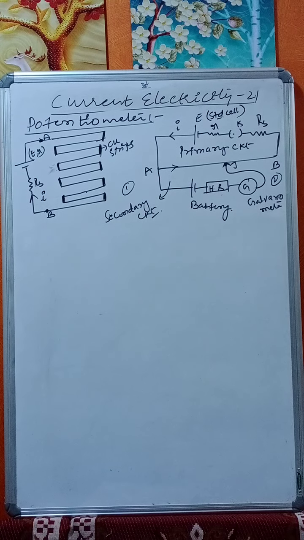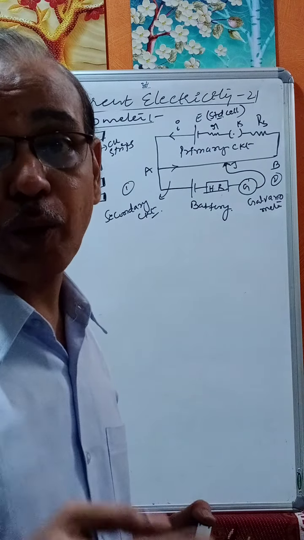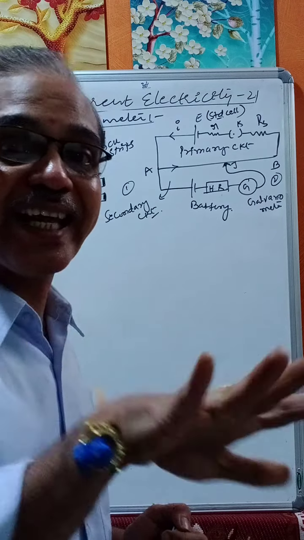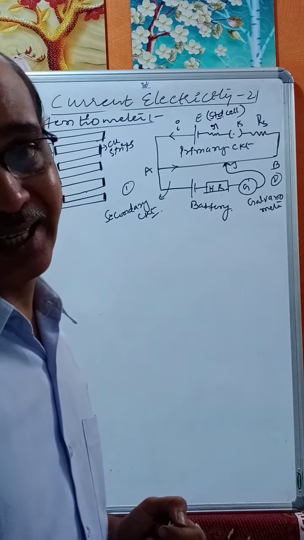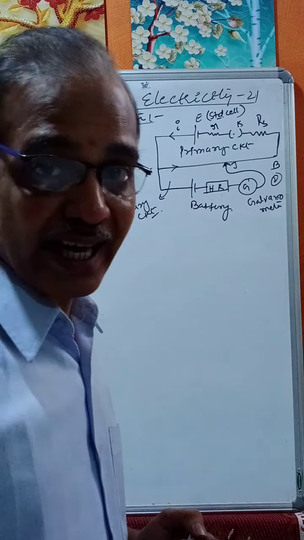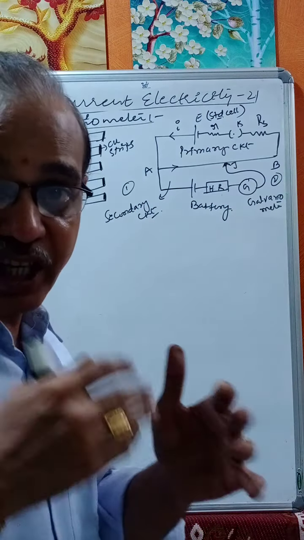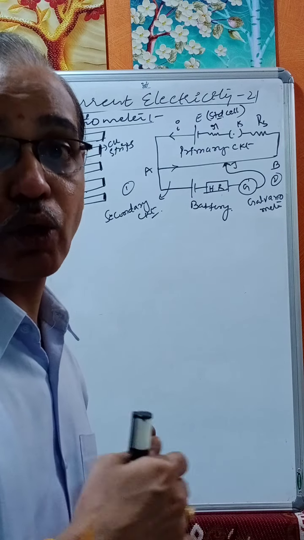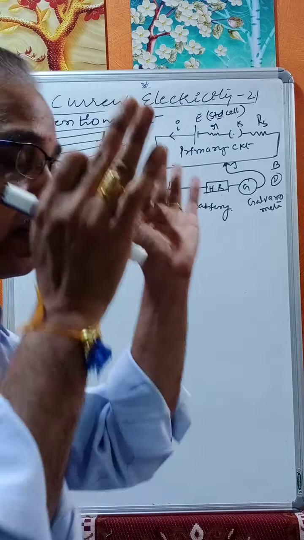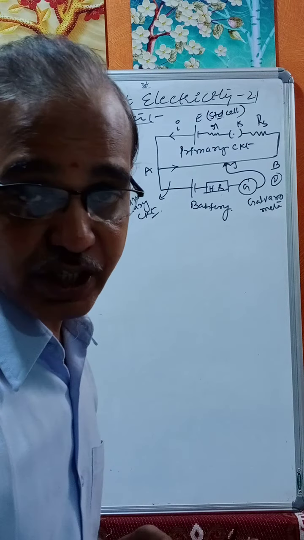A potentiometer is a device which measures EMF or potential difference very accurately without drawing any current. So we can call it an ideal voltmeter, because it can measure the potential difference or voltage without drawing any current. It is nothing but an ideal voltmeter which measures potential difference, potential drop or voltage.